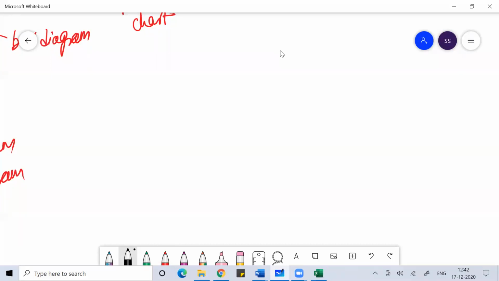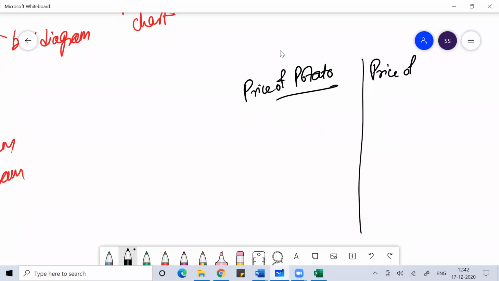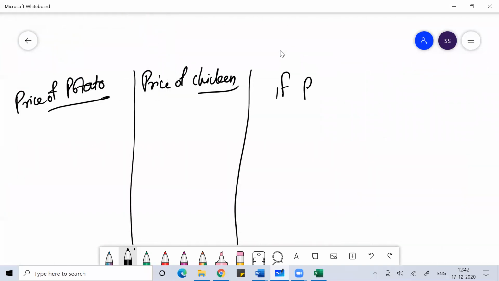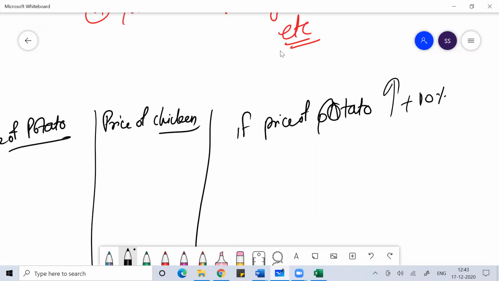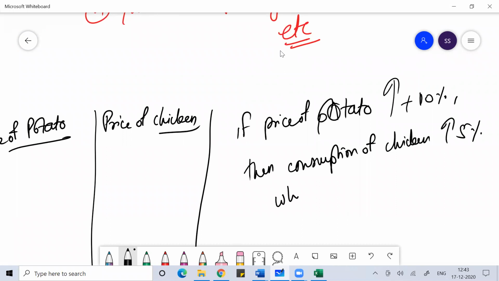Suppose I'm studying economics, and my teacher has told me one thing: if the price of potato increases by 10%, then the consumption of chicken will increase by 5%, while the consumption of potato will decrease by 5%, something like that.